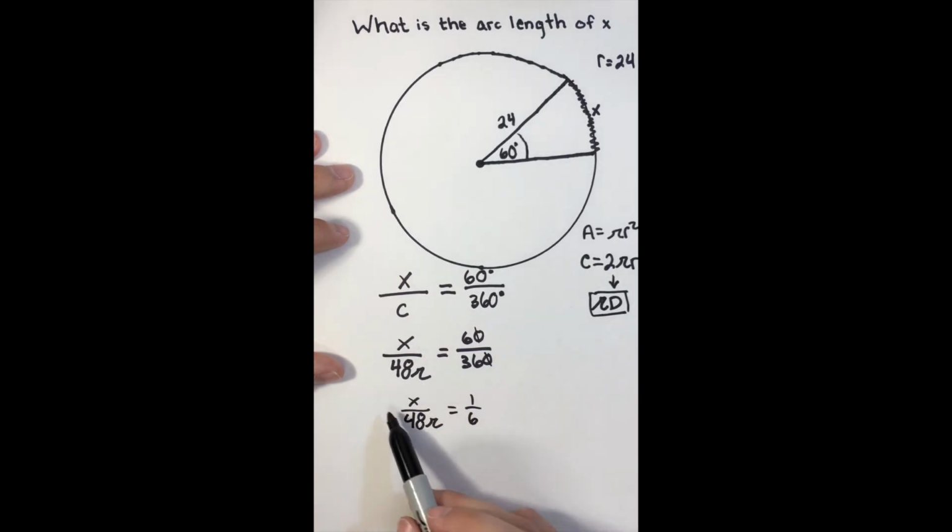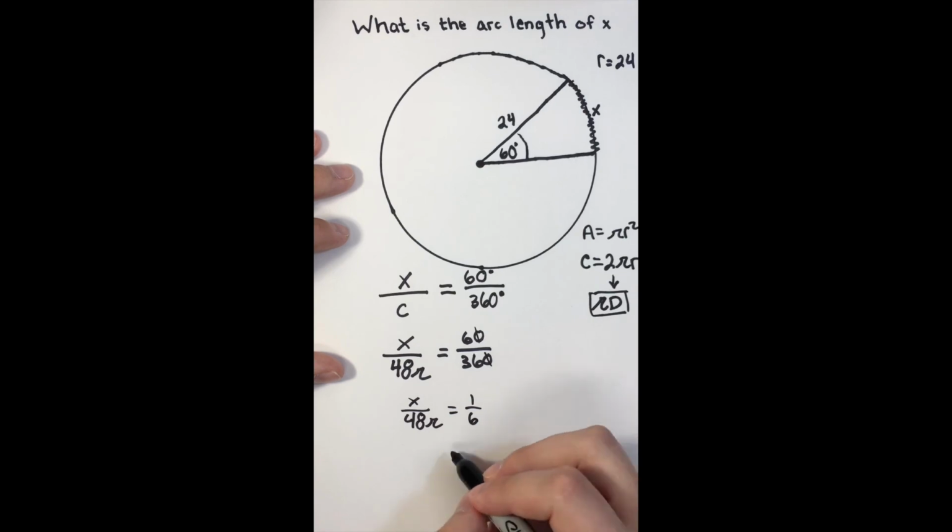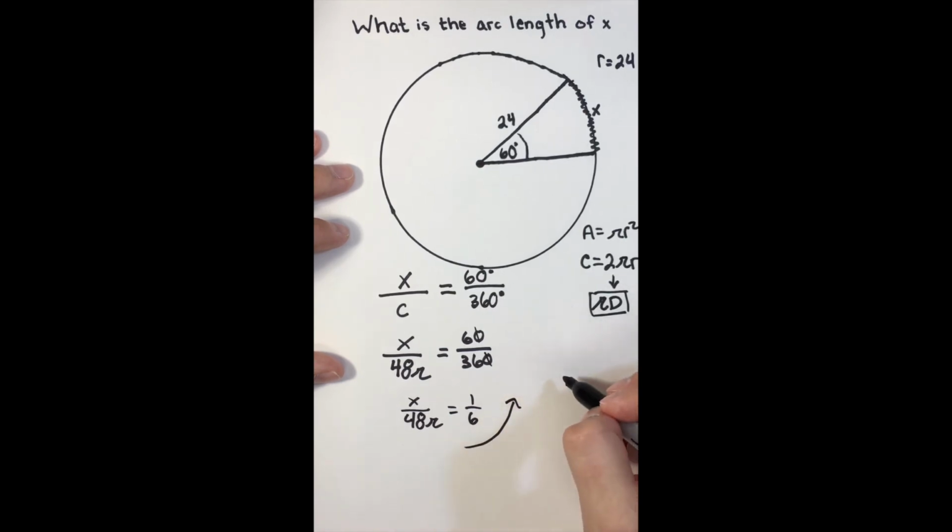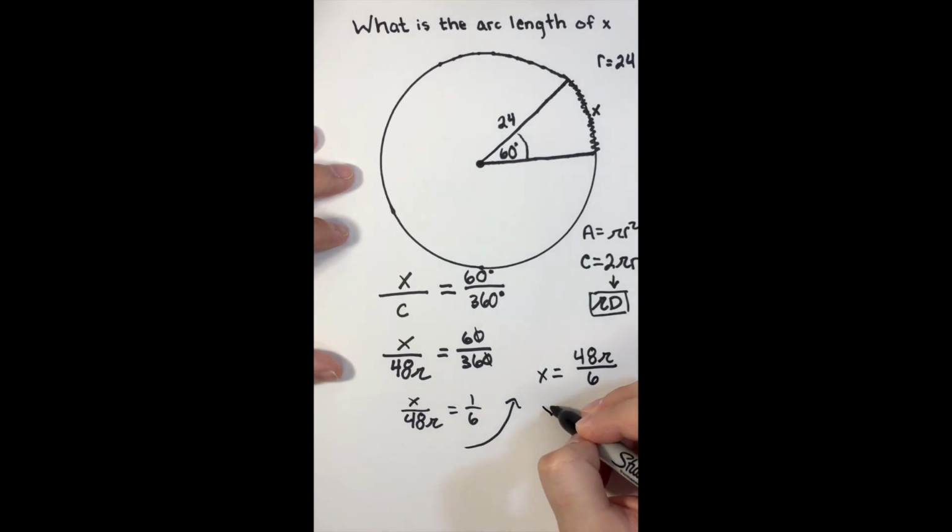I'm gonna multiply both sides by 48 pi. I'll just do that up here. So that's going to give me x equals 48 pi over 6. And then I'm thinking, okay, well, is 48 divisible by 6? Yeah, it is. And I'm just going to say, okay, that's going to give me x equals 8 pi. And this is actually going to be my answer.